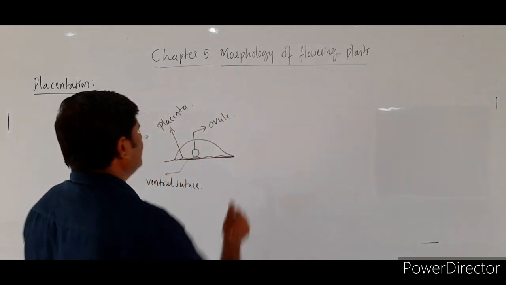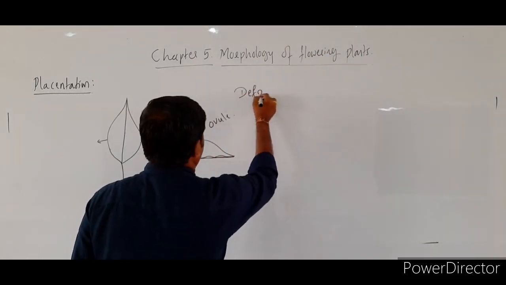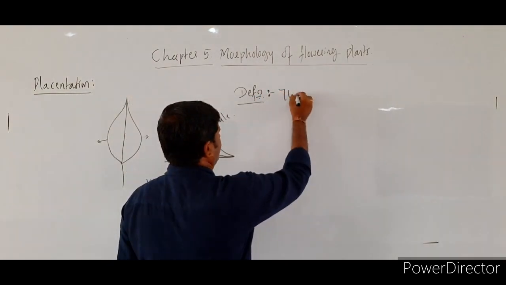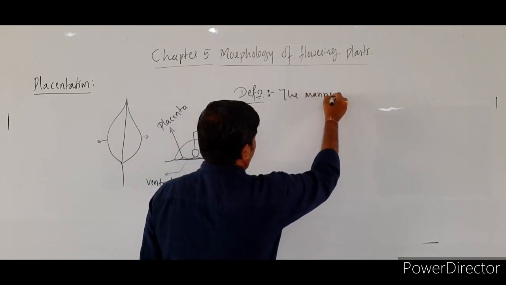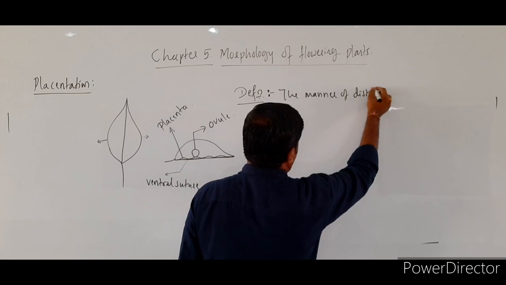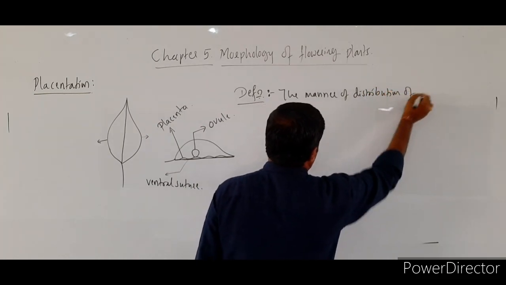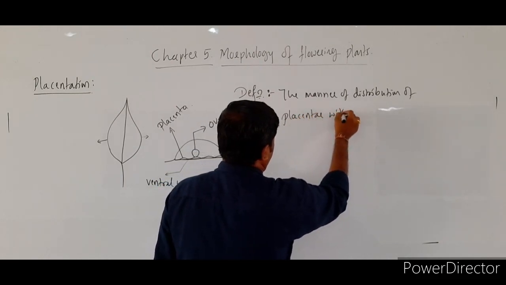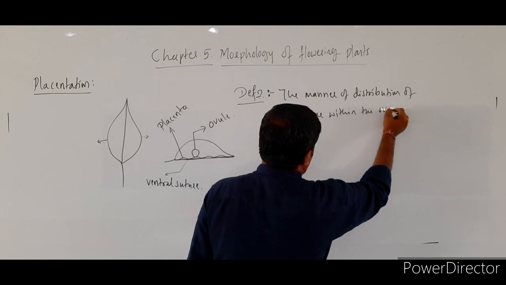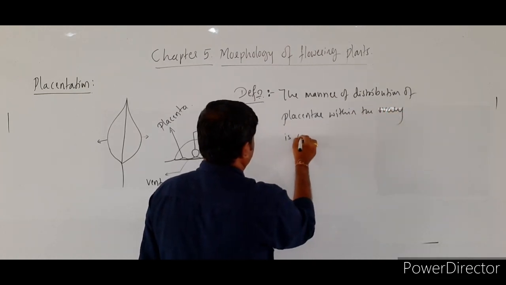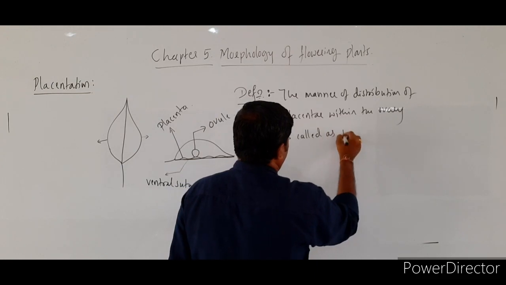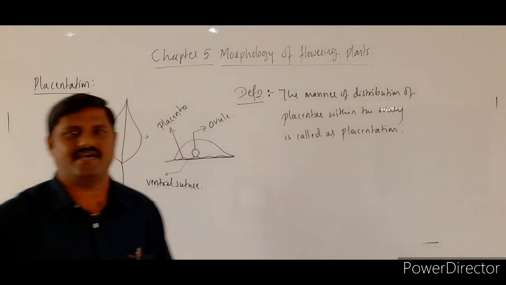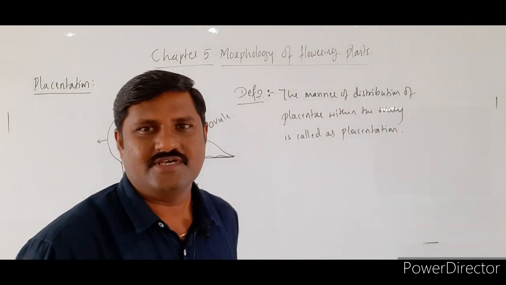Right? So let us see the definition of placentation. What is the definition of placentation? The manner of distribution of placentae within the ovary is called placentation. I hope it is very clear to you, right?